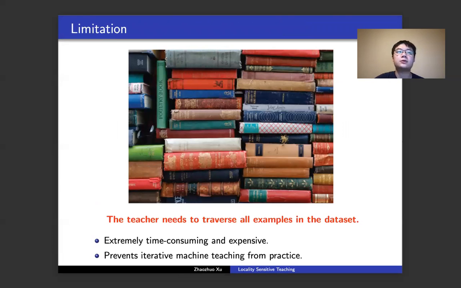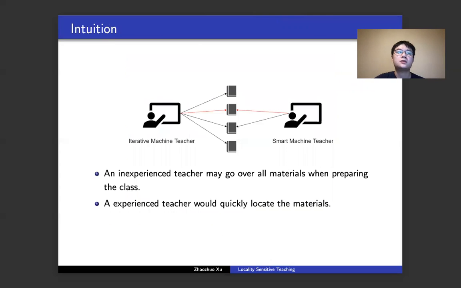One significant problem of IMT is that the teacher needs to traverse all the samples in the dataset. This expensive greedy search limits the practical usage of IMT. The intuition of IMT is also against our common sense. In education, an inexperienced teacher would go over all the available books and papers to find the suitable material for the next class. However, an experienced teacher would quickly locate the chapters in the book and prepare the most suitable materials for the next class.